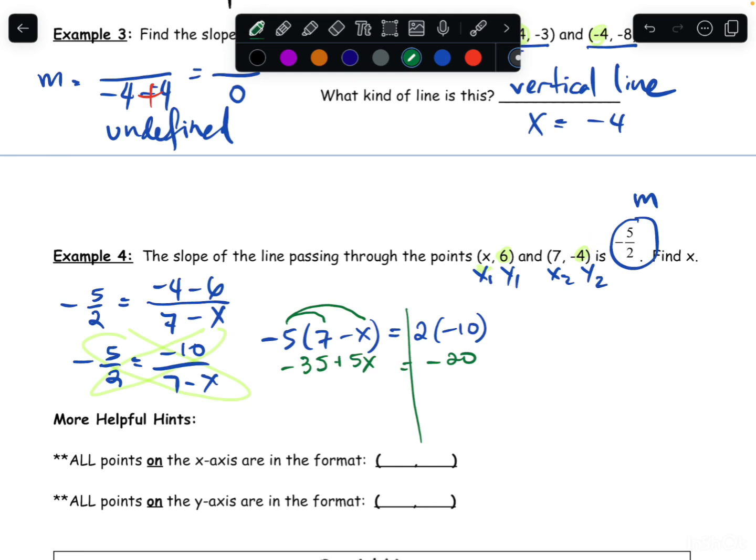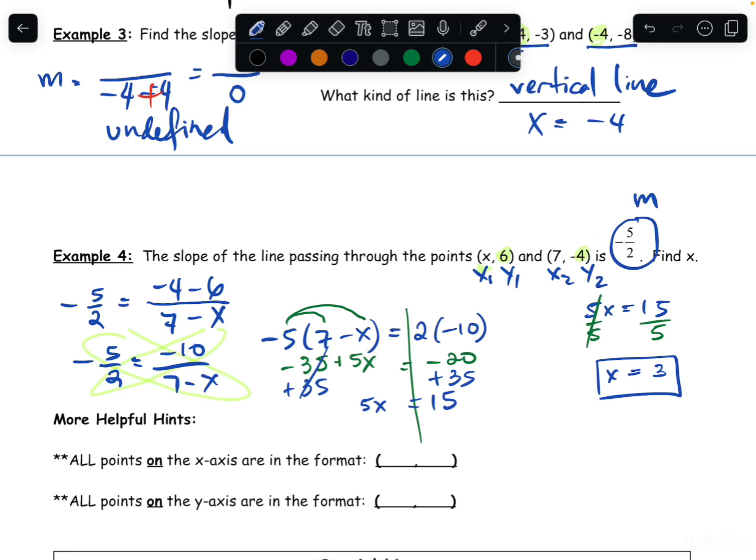Now let's solve for x, and I will add 35, and I will add 35. That goes away, and 5x is equal to 15. So if 5x is equal to 15, then I will divide this by 5, and I will divide this by 5. This cancels, so x is equal to 3. So this x right here is 3.